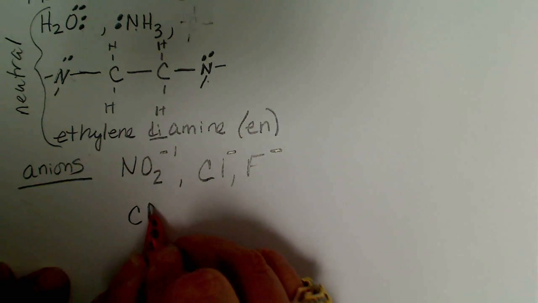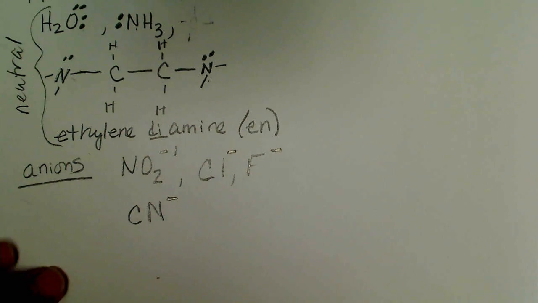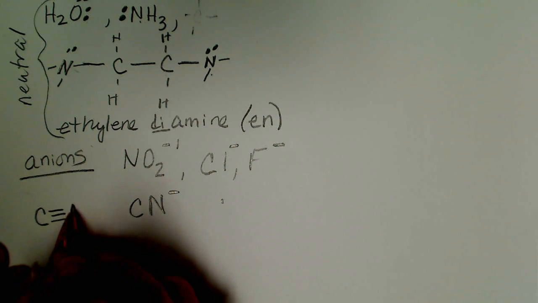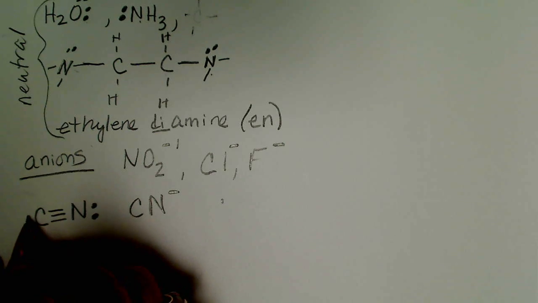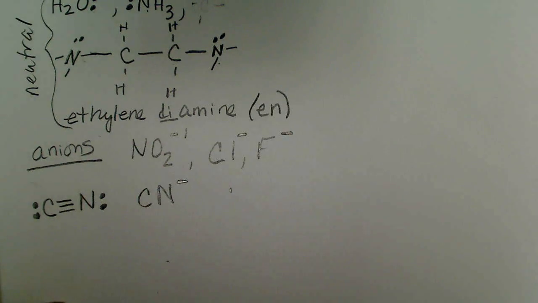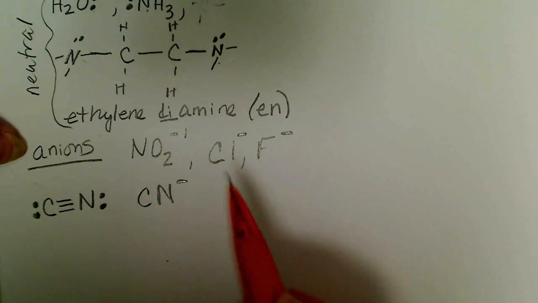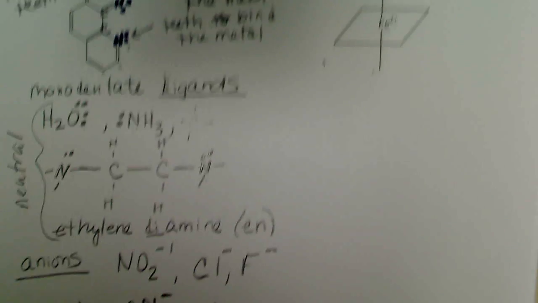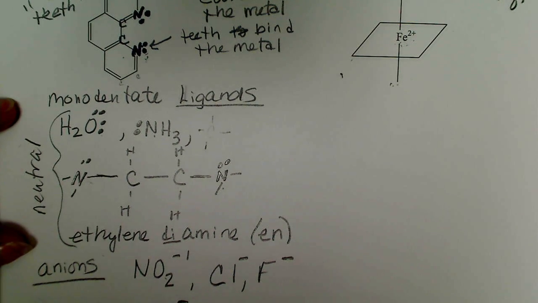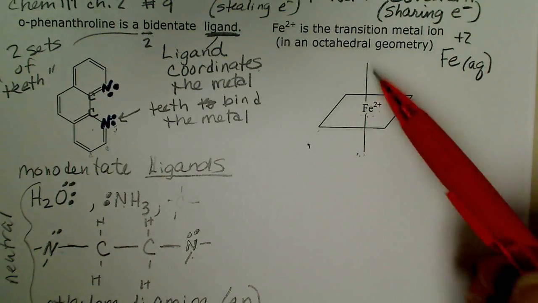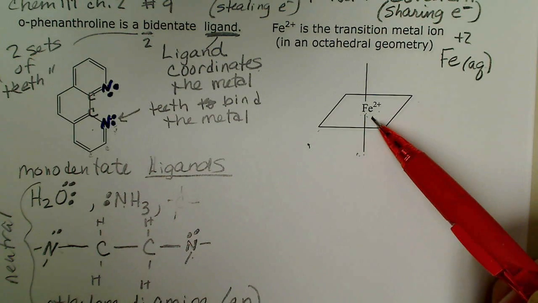Cyanide is a common polyatomic ion, so if we drew cyanide's dot structure, it also has a nitrogen with a lone pair and a carbon with a lone pair. So it would be a good idea if you were my student preparing for a test to know the polyatomic ions and their charges, and also to be able to recognize a neutral ligand, because that is going to help us figure out the charge on a metal if it's unknown.